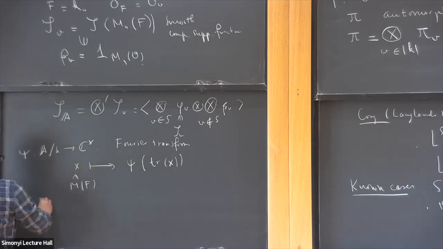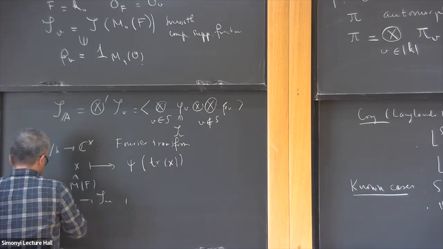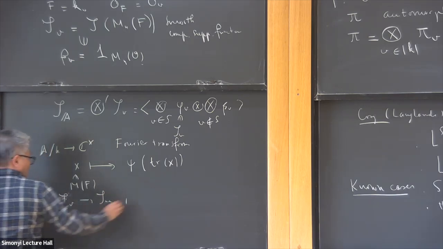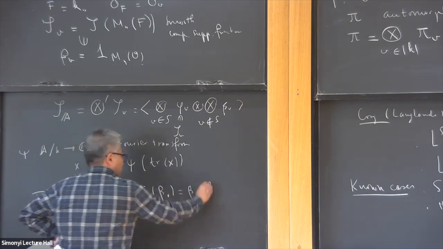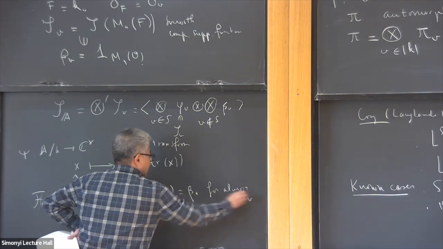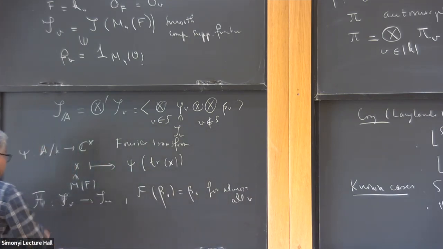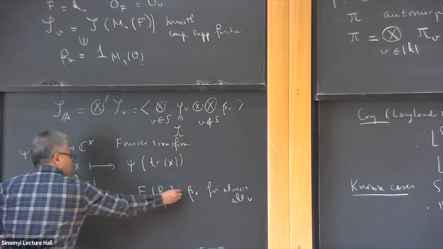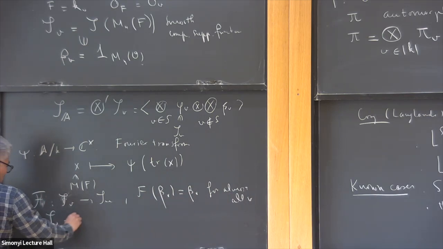So this psi maps S_V to S_V, and under this Fourier transform, the Fourier transform of the basic function is the same for almost all V. There's something to check at the ramified places, but that is enough. So because this equality holds for almost all places, you have this Fourier transform from S_A to S_A.